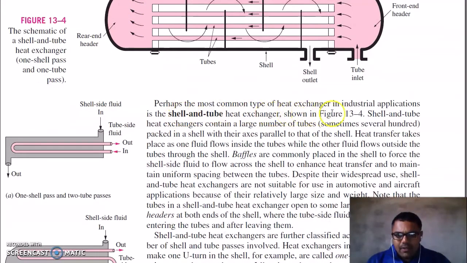The most common type of exchanger in industrial application is the shell and tube heat exchanger. Shell and tube heat exchangers contain a large number of tubes, sometimes several hundred, packed in a shell with their axis parallel to that of the shell. So these are tubes which are parallel to the shell axis.